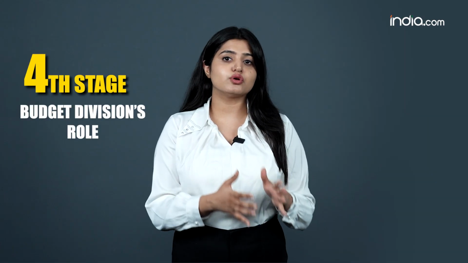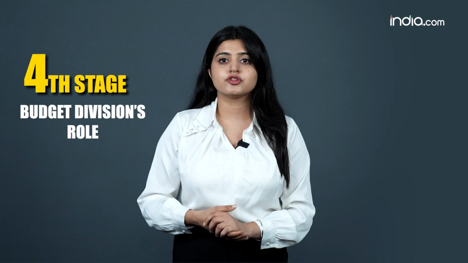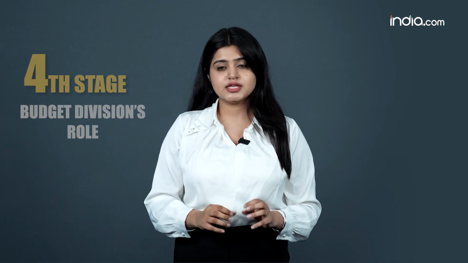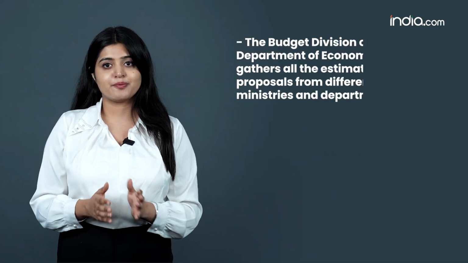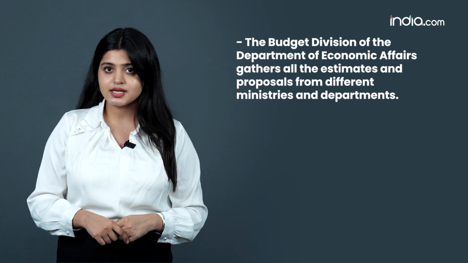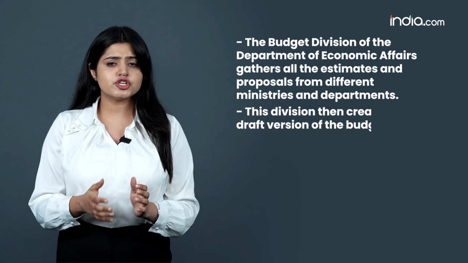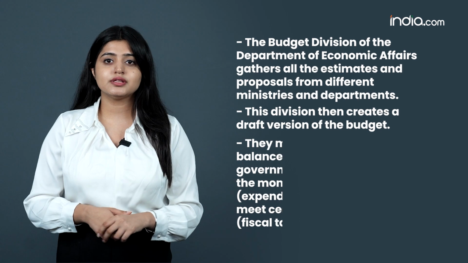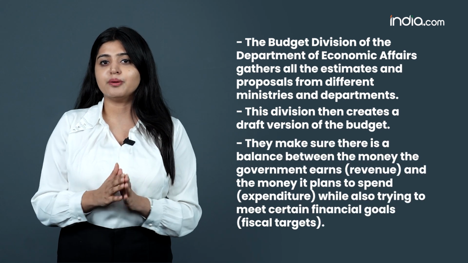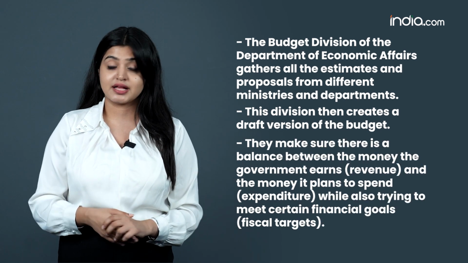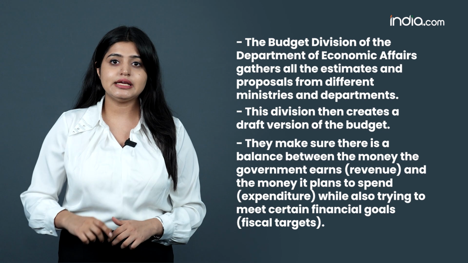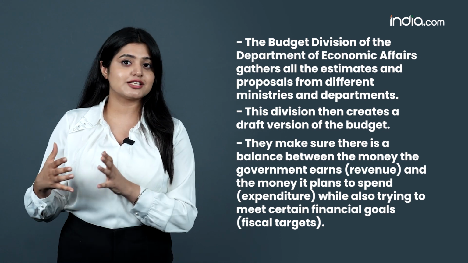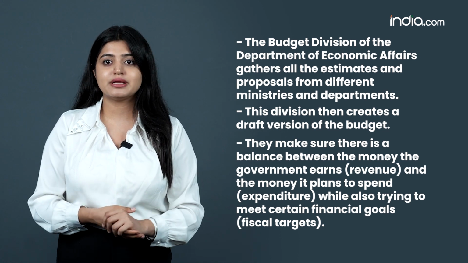Then comes the fourth stage. The budget division of the Department of Economic Affairs gathers all the estimates and proposals from different ministries and departments. The division then creates a draft version of the budget. They make sure that there is a balance between the money that the government earns, that's the revenue, and the money it plans to spend, that's expenditure, while also trying to meet certain financial goals. And these goals are called fiscal targets.